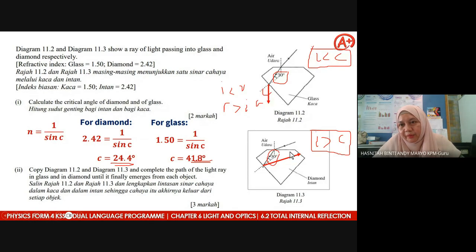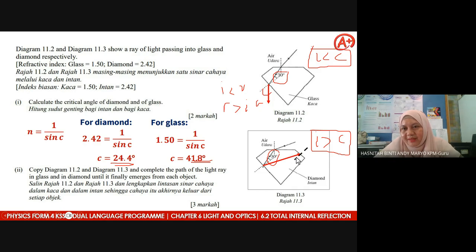Okay, then it will reach this edge. Okay, so next from here, where to draw? Will there be more total internal reflection, or will it be refracted outwards? So we have to draw the normal first. So this is the normal line. And then you have to find what the angle of incidence is here. How do we find the angle of incidence here? So can you tell me what the angle of incidence is here?